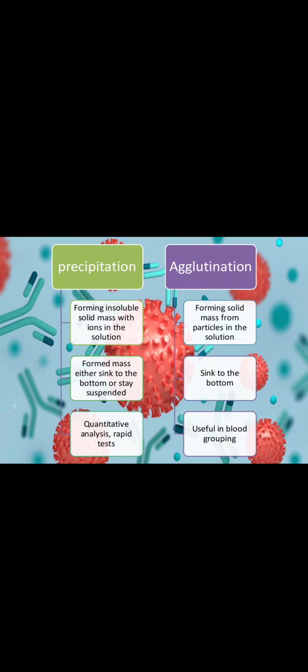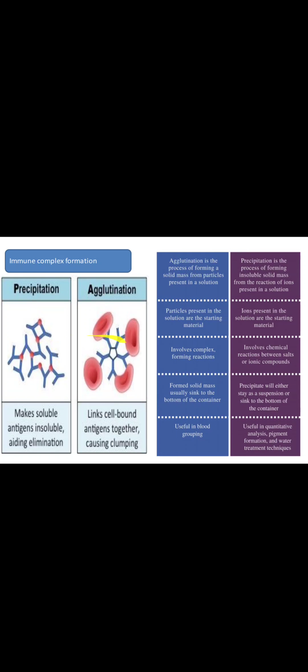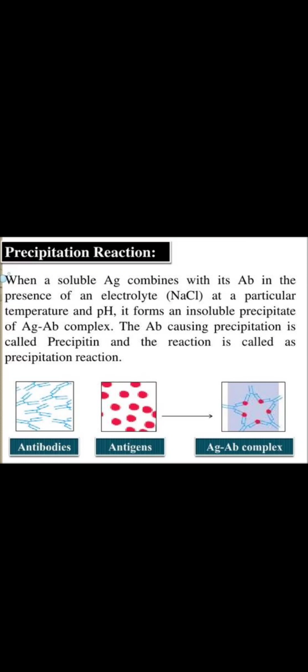Moving on to the difference between precipitation and agglutination, I had already told you, so I don't have to go into the details again. Here I will show you the difference pictorially. This is how precipitation looks, and this is how agglutination looks. This is again the antibody, the antigen, and the complex which is formed, the lattice hypothesis, and this is the definition of it.